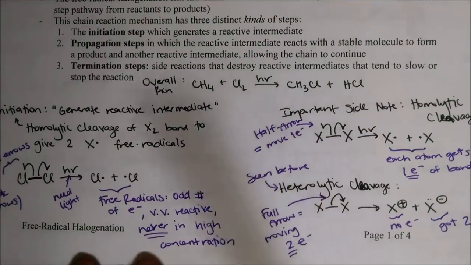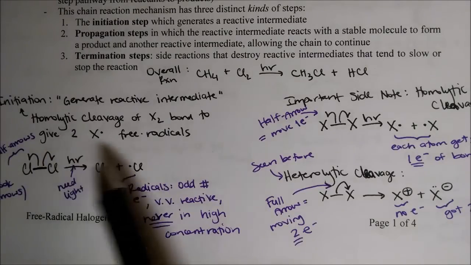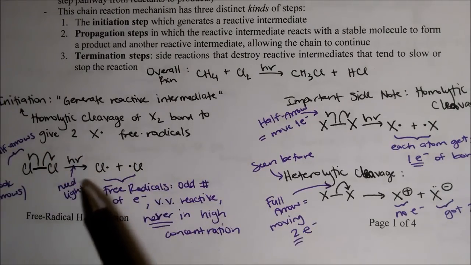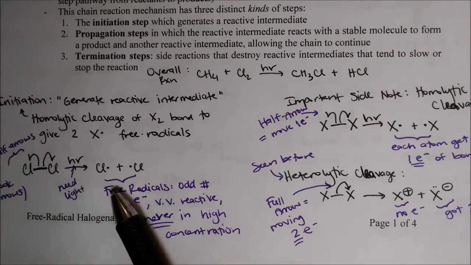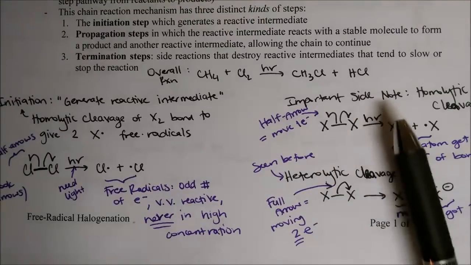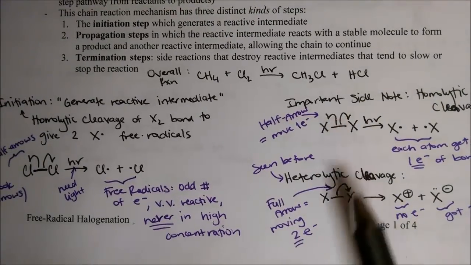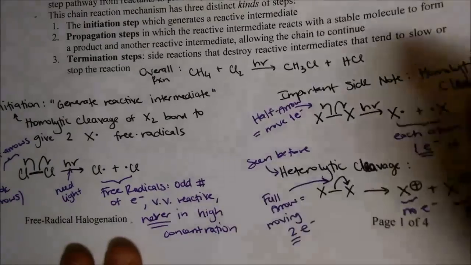But initiation, remember, was just the diatomic halide splitting, or homolytically cleaving, into 2 radicals. Each atom got 1 electron. We needed light to do this, and this was the initiation. Again, it got us going, and it made that very reactive intermediate. We had that important side note of the difference between homolytic and heterolytic cleavage. Homolytic, we're moving 1 electron, and heterolytic, we're moving 2 electrons. So we use half arrows for this handout. We're using all half arrows. So that was initiation. And remember, we made chlorine dot.